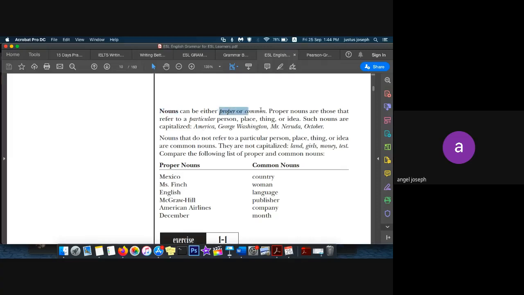Now, there are two types of nouns. One is a proper noun and the other is a common noun. Proper nouns are names as such. Let's say you want to refer to a person, a place, a thing, or an idea. If you're referring to a person, you will call him by his name. An example is given here, George Washington. If you're referring to a place, you will call it by its name, America, India. If you're referring to a month, you will call it by a name, October. All these names are called proper nouns.